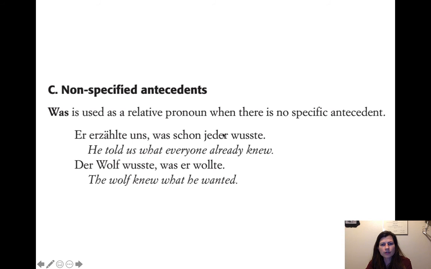And then we have non-specified antecedents. So, was is used as a relative pronoun when there is no specific antecedent. Erzählte uns, was schon jeder wusste. He told us what everyone already knew. So, this is one of the ways we use this in English. In this case, was you already know means what. It's a question word meaning what. So when it happens like this, you would probably already translate it correctly without having this unit, because it just means what, and we use the word what in the same way in English.